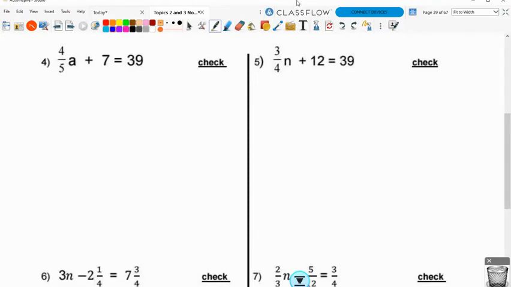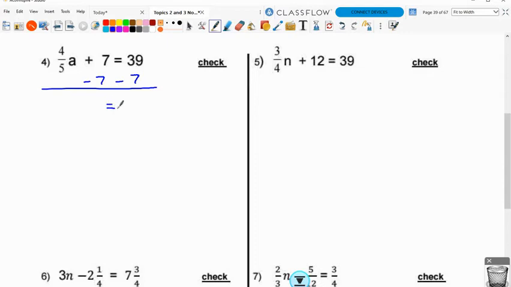In example number 4, we have a two-step equation. Our goal is to isolate the variable term first. So we see the variable term on the left-hand side where it says 4/5 a. It's not alone on the left, though. It has that positive 7 there that we need to remove. So we're going to start by subtracting 7 from each side.